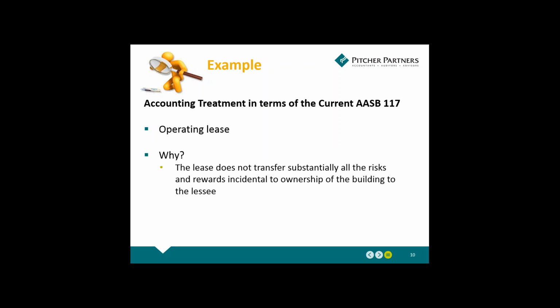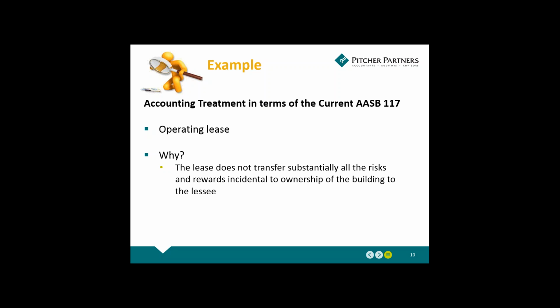So let's start with accounting treatment for the lessee in terms of the current AASB 117. The current AASB 117 would require you to make an assessment whether this lease is an operating lease or a finance lease, and there is a lot of guidance on making that judgment call. Now in this one, it's clear that it's an operating lease. We're using a building only for 3 years, not for a majority of its expected useful life. The present value of the lease payments is nothing close to the market value or fair value of the building, etc.